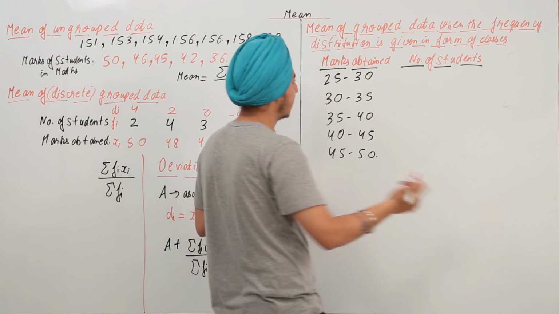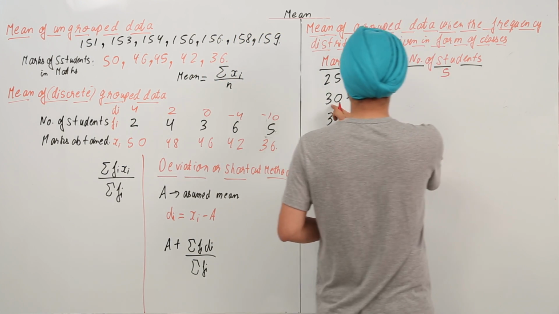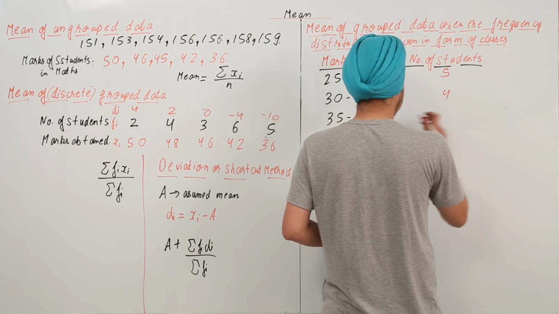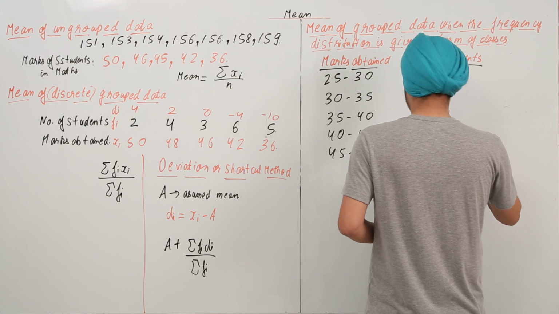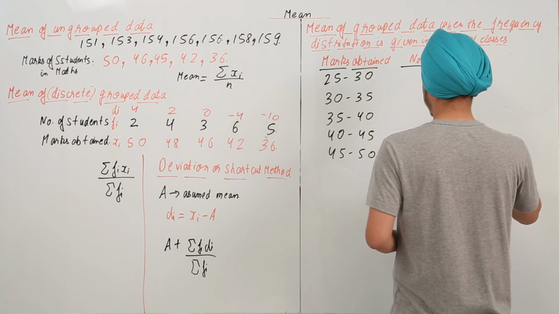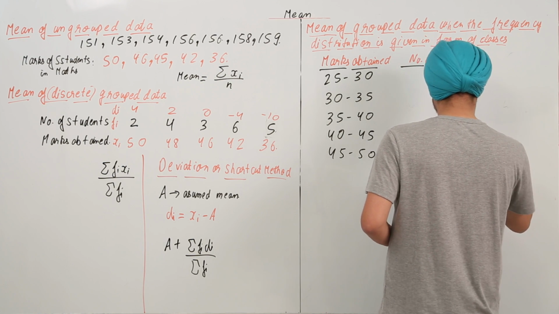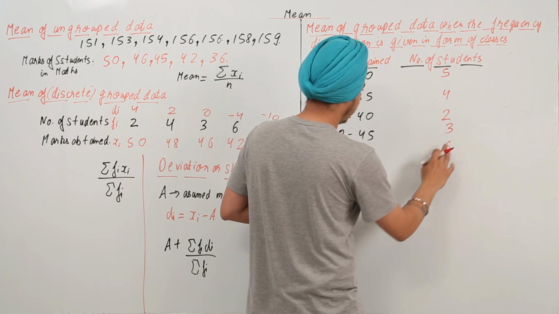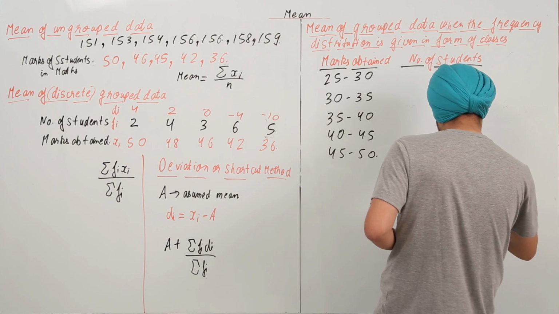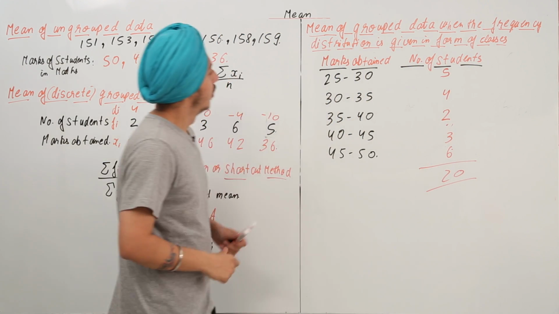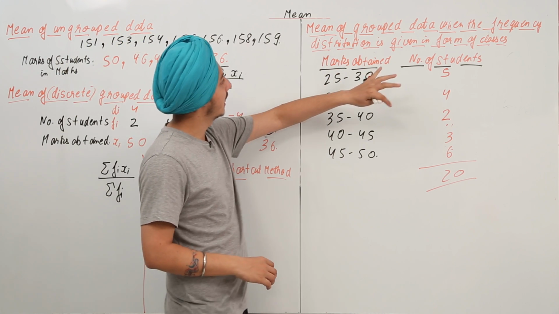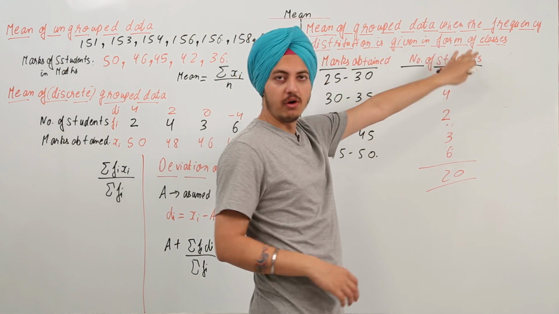Now let's say that these are the marks, and the frequency, or the number of students, which lie between 25 to 30 is, let's say, 5. The number of students that lie between 30 to 35 is, let's say, 4. The number of students from 35 to 40 is 2. Okay, this makes it, so the total number of students is again 20. So this is a type of data that has class in the form of classes.